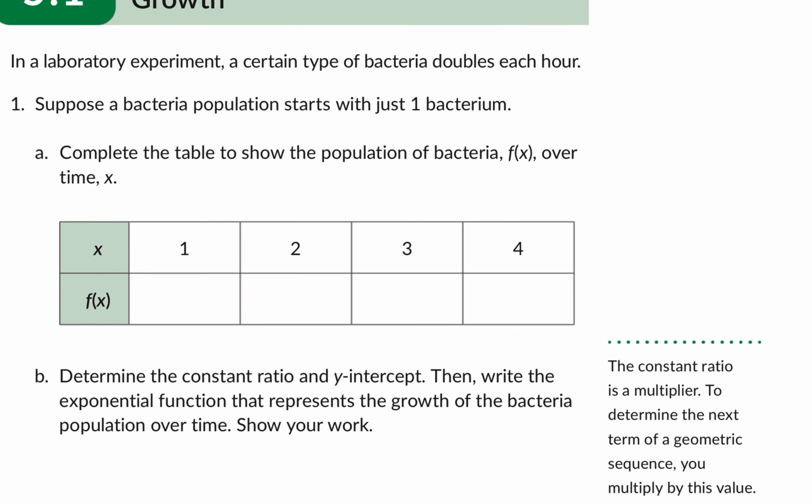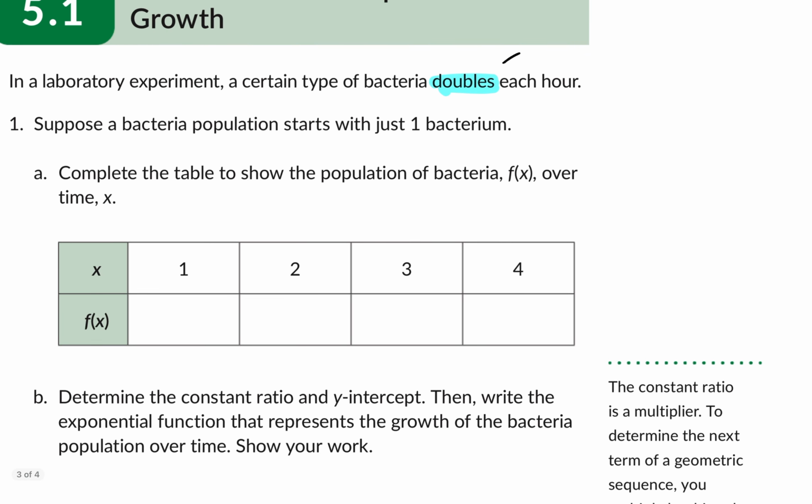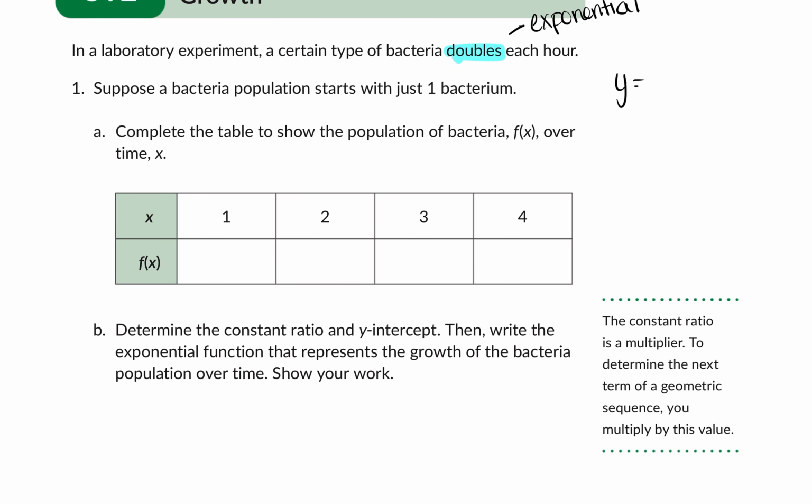Now for the notes. It says a laboratory experiment doubles each hour. Whenever it doubles, triples, quadruples, stuff like that, that is a hint that it is going to be exponential, okay? Meaning it's going to have an exponent of x. Now, your exponential function is y equals a(b) with an exponent of x. A tells you the y-intercept or the initial.